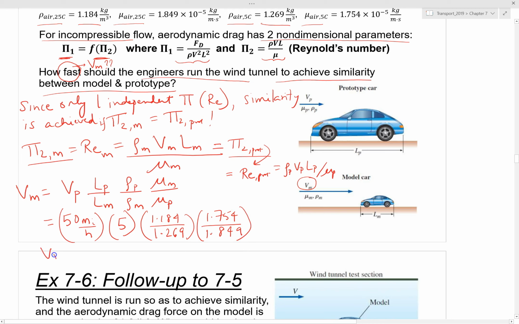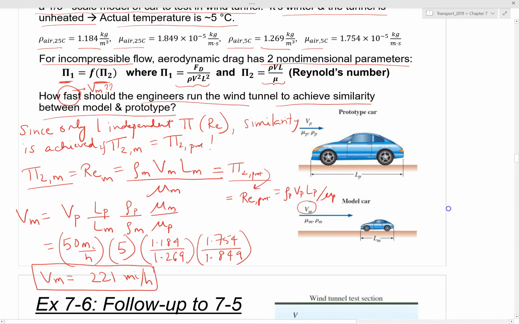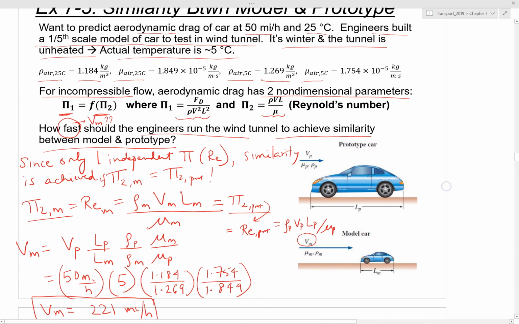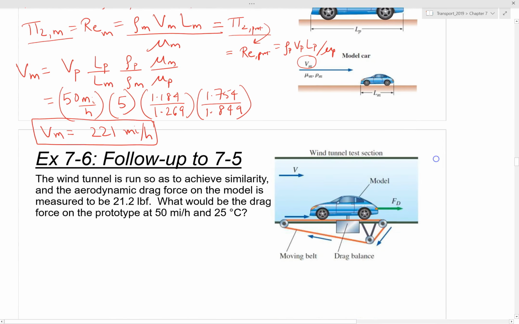So your Vm is 221 miles per hour. So you see here, for the similarity types of problems, all we did was equate the Reynolds number, which was an independent non-dimensional parameter pi.